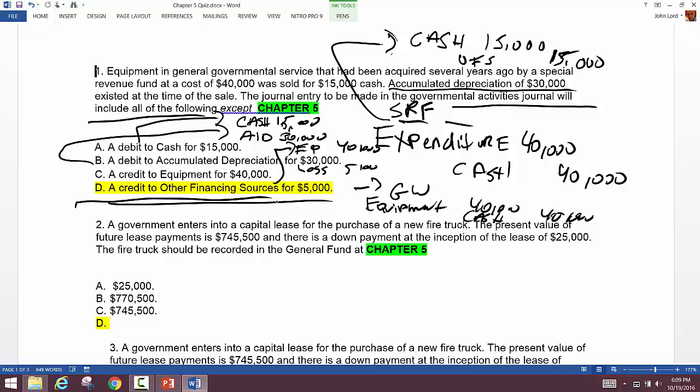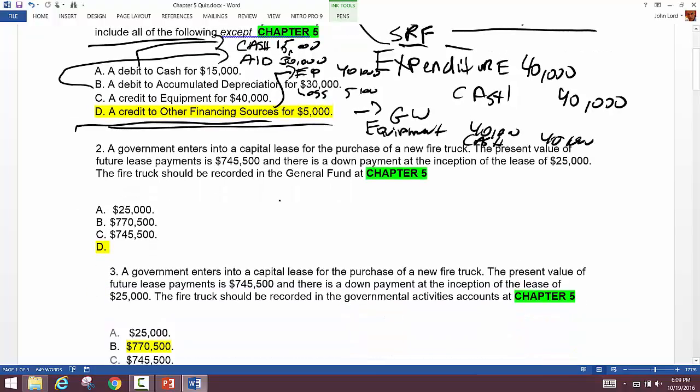Okay, good. How about this one, number 2? Who wants to help me with this one? So we've got a capital lease. Present value of the future lease payments is $745,500. That's the future lease payments. What does the future mean? What do we mean by the future?